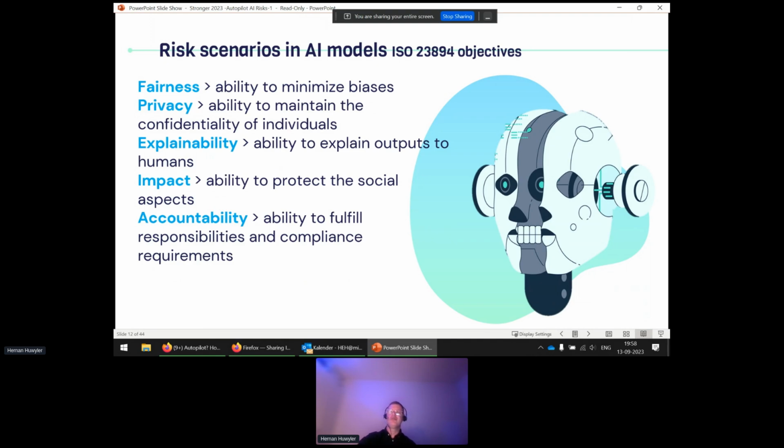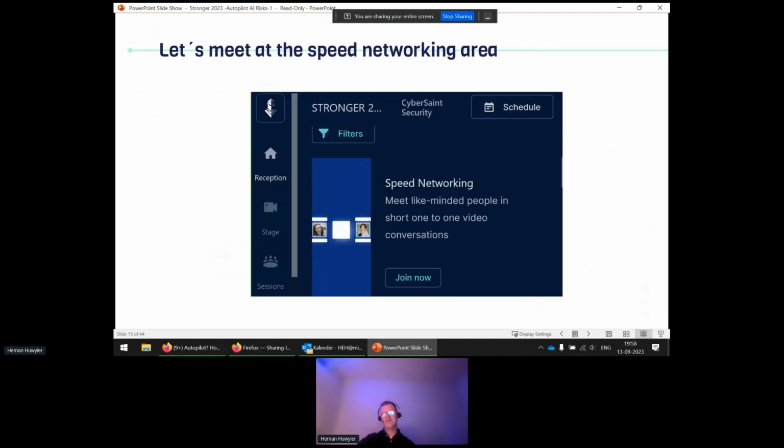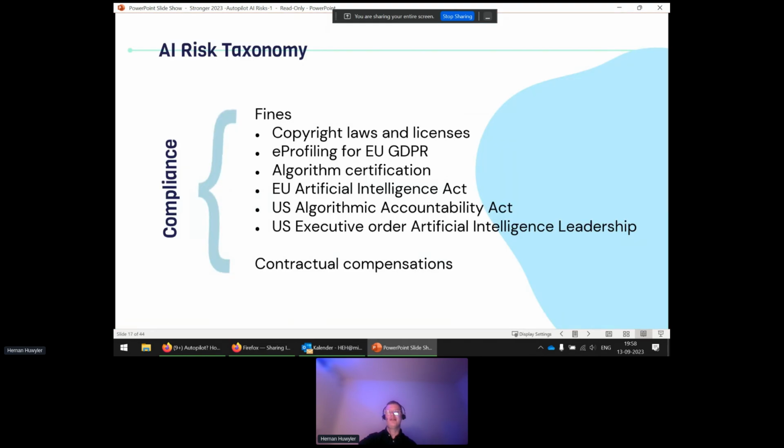Also, I wanted to recommend objectives that are discussed in the model and how to do impact assessment. I'm going to be in the networking area for questions and also if you need more references. But one of the things that I have done is to improve the presentation with a tangible value for you. So I have written a scenario that you can use, a taxonomy that you can use for artificial intelligence risks, factors, and threats. I find this information super helpful in practice.